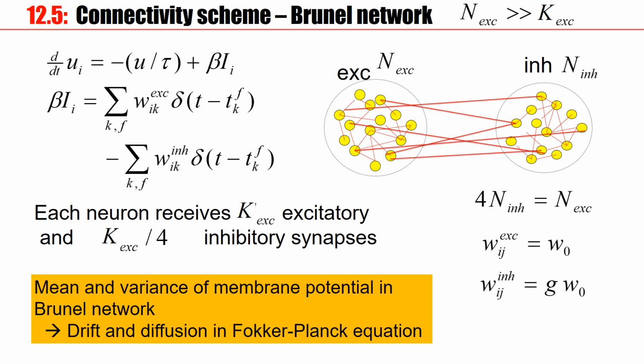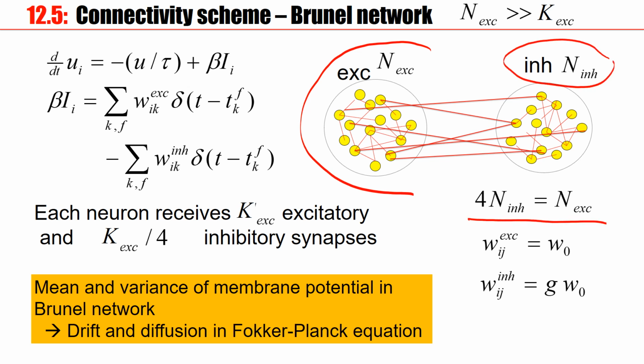Again, the specific connectivity scheme is now the following. We have a certain number of excitatory neurons, and we have only a quarter of inhibitory neurons. So if on the left it's 4,000 neurons, then inhibitory neurons would be 1,000. Each neuron receives exactly kx excitatory inputs and 1/4 of inhibitory inputs.